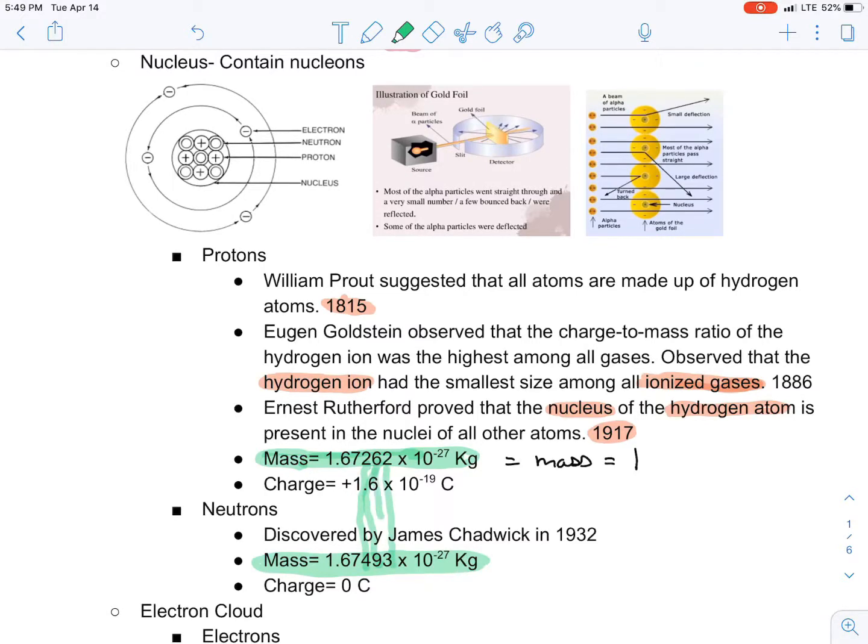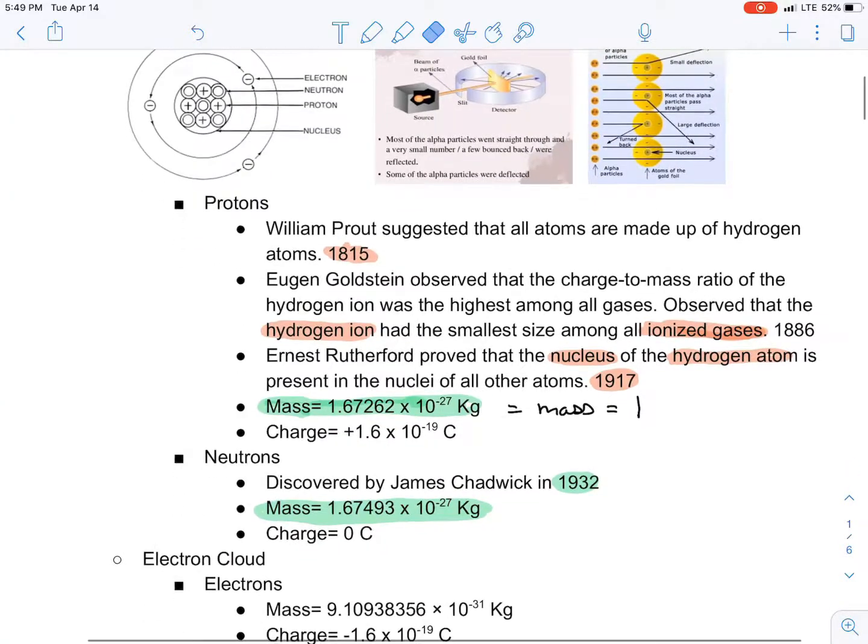1674993. So that neutron's just a little bit bigger, just a little bit. Okay, and the neutron was discovered by Chadwick in 1932. So the neutron was much later to be discovered. Of course it was. It didn't have a charge. You know, how are they going to discover these small subatomic particles if they don't have a charge, right? And then, of course, the neutron has a charge of 0.